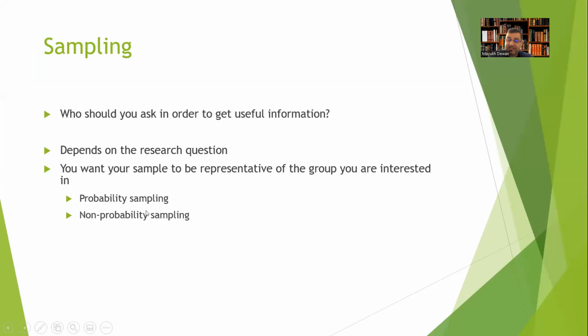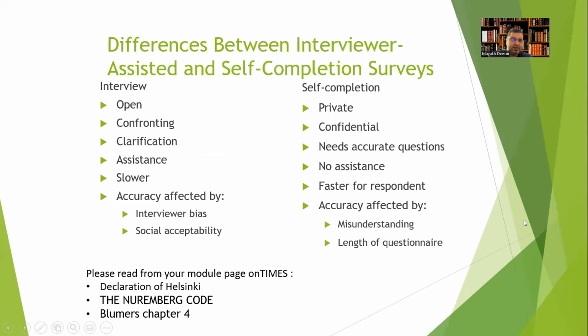Think about ethics during your sampling. Who should you ask in order to get the information? Who's the right kind of people to ask? That depends on your research questions. You can do probability sampling or non-probability sampling. You can read about this from your books as well.